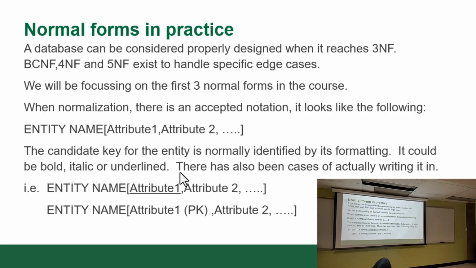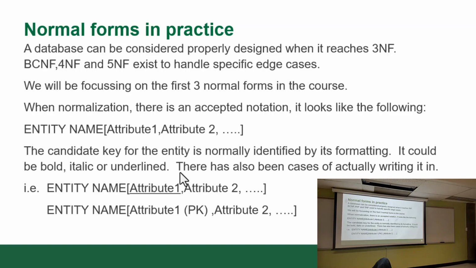So when we're doing normalization and writing it out, there is an accepted notation. It looks like the following. Entity name with attributes listed out in it, comma delimited. If you happen to be worrying about candidate keys during the normalization process, depending on what software you're using, it could be underlined, bolded, italics, something to identify that this attribute is an identifier.